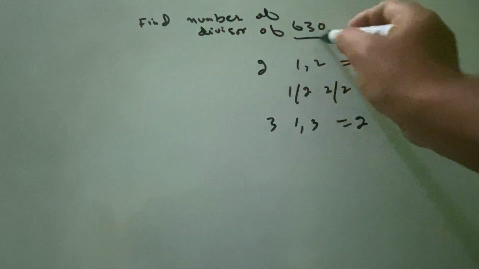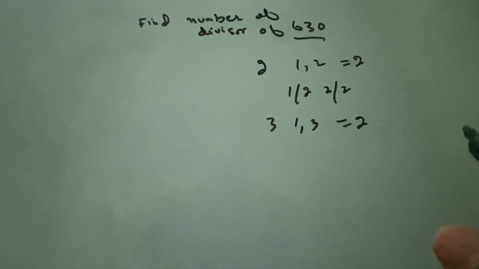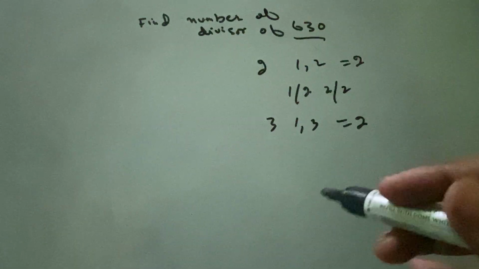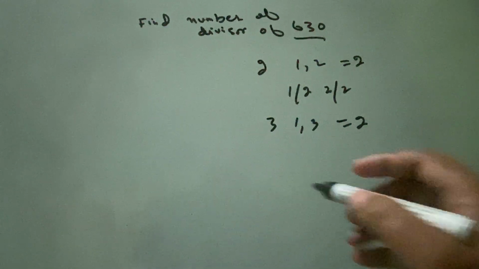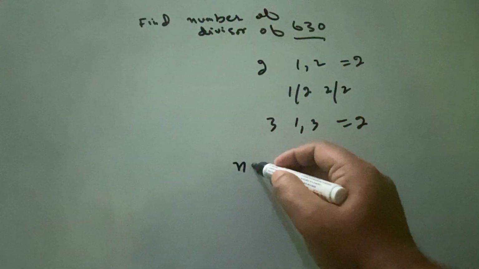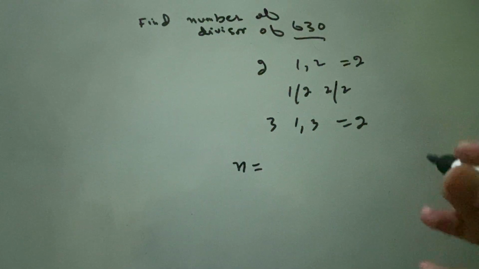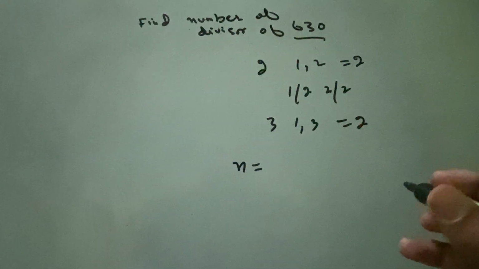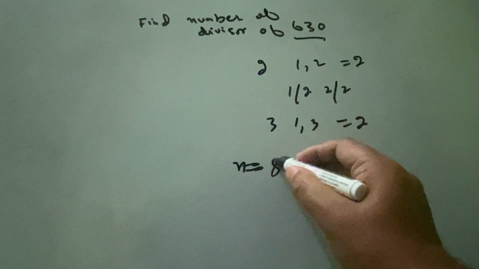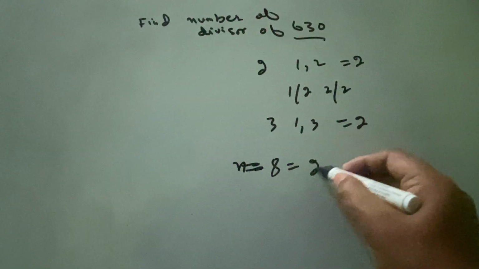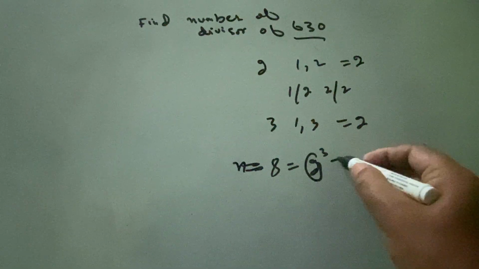Now 630 is a large number. In order to find its number of divisors, we have to keep some points in mind. Any number can be written in terms of a product of prime numbers. For example, we can consider 8. 8 can be written as 2 power 3, and 2 is a prime number.